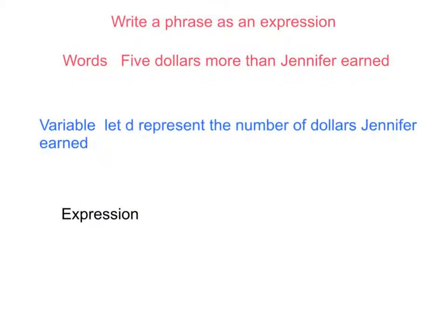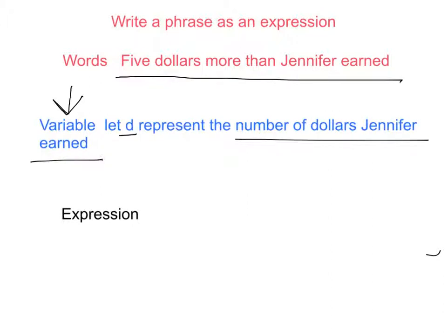When we are writing a phrase as an expression, there's 3 steps that you can follow to help figure out how to properly write it. So the first thing is you'll see it in word form. So $5 more than Jennifer earned. Well, we don't know how much Jennifer earned. So you have to identify a variable to represent that. So in this case, we're going to let D represent the amount of money that Jennifer earned.